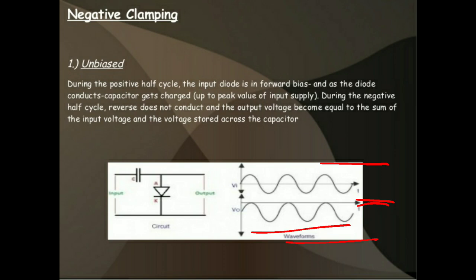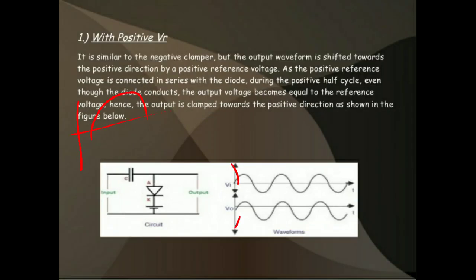Next one, the negative clamper. This is the circuit diagram. Input, and below the reference voltage is the output. Let us consider the positive half cycle. During the positive half cycle, the capacitor charges and the diode is in forward bias condition. In forward bias it conducts, and the reference voltage positive is connected to the cathode and the negative terminal is connected to the ground. So here the reference voltage is greater than the diode cathode voltage, so the positive signal is shifted to the negative level.